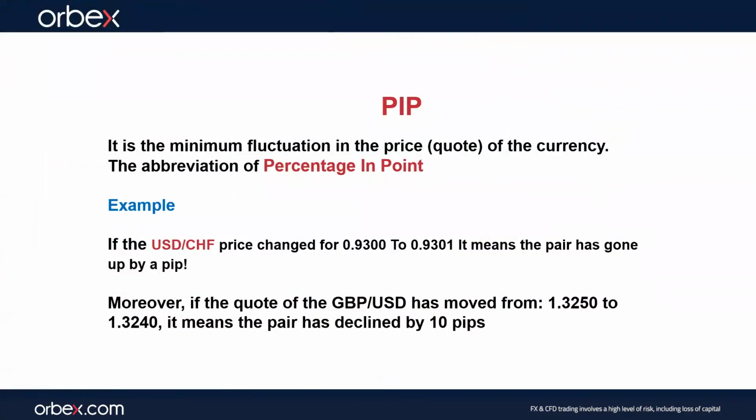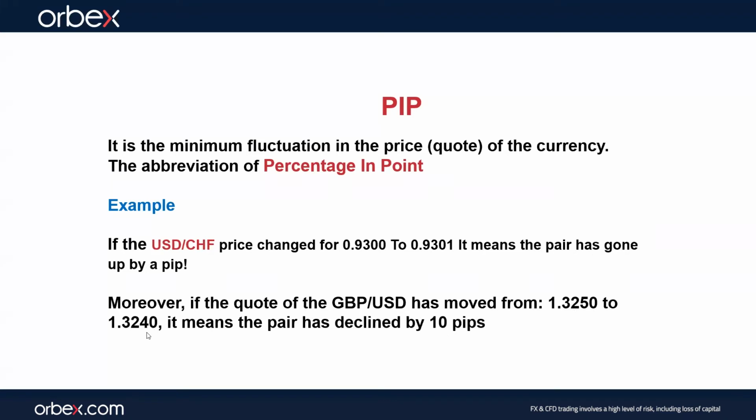So pips. A pip is the minimum fluctuation in the price quote of the currency, an abbreviation of percentage in points. So let's give an example. If the dollar Swiss franc price changed from 0.9300 to 0.9301, it means the pair has gone up by 1 pip. Moreover, if the quote of the pound dollar has moved from 1.3250 to 1.3240, it means the pair has declined by 10 pips.